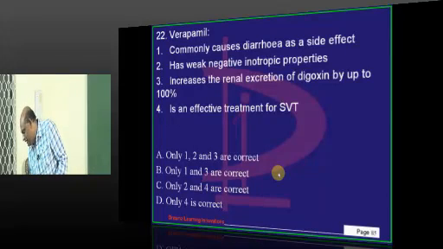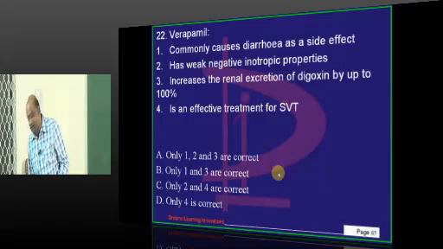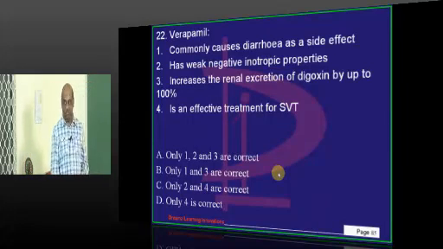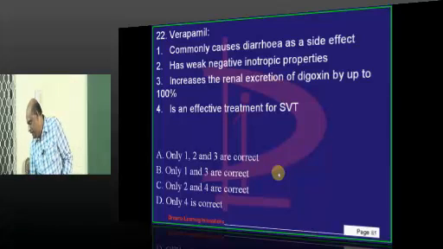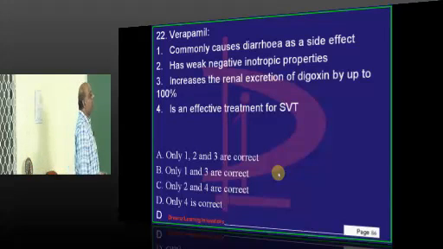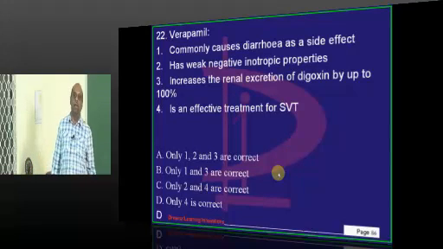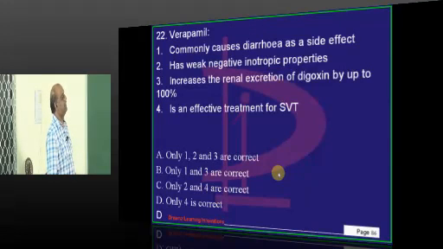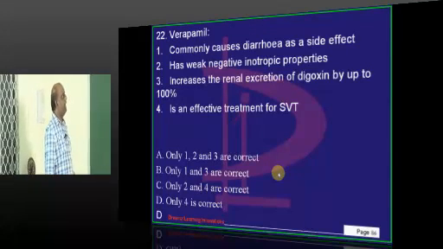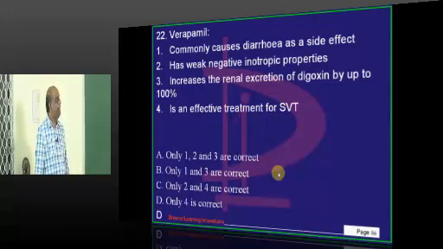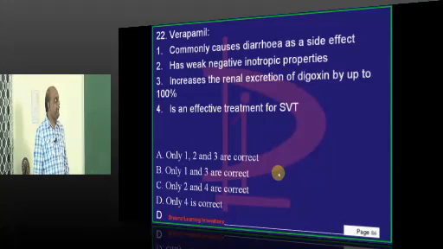I know you're all hungry for dinner. Jasmeet proposes C, which says 2 and 4. 2 and 4. Any other answers from our online classmates? It is only 4. Constipation is the most common side effect, and it is effective in the treatment of SVT.